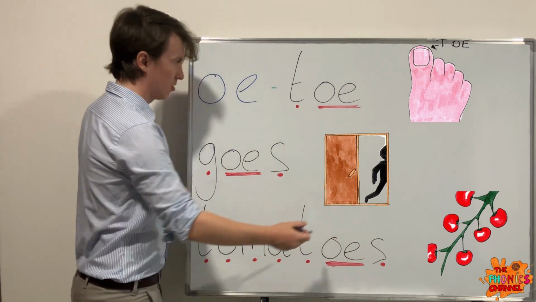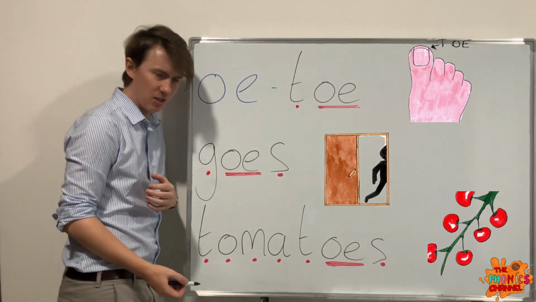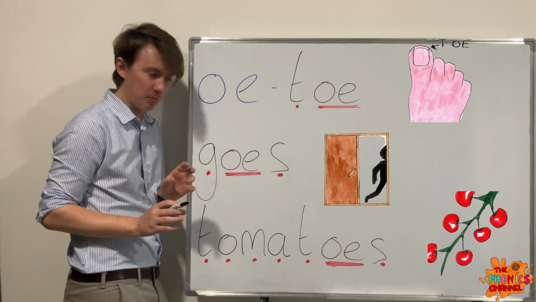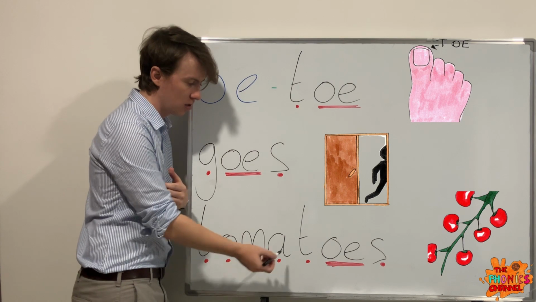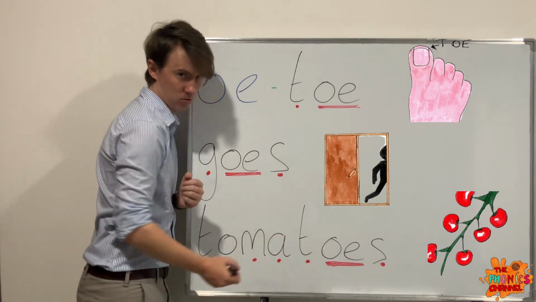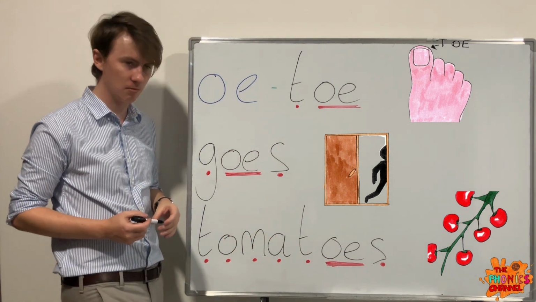Tomatoes. Okay, you could even split this word up into different parts. If you find it difficult to say, you could say to-ma-toes. Okay, so how many letters does tomatoes have?